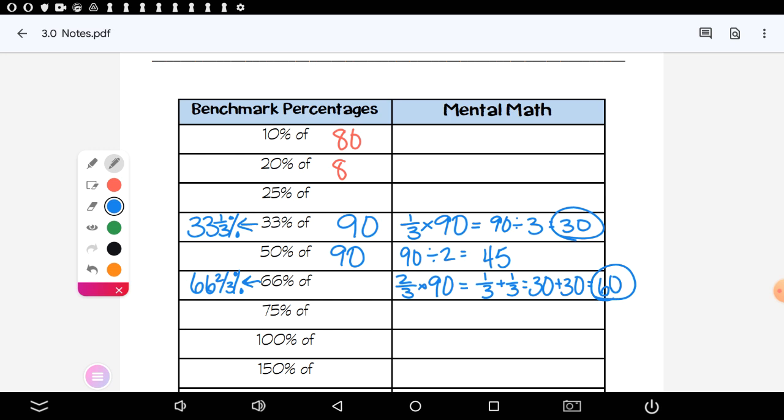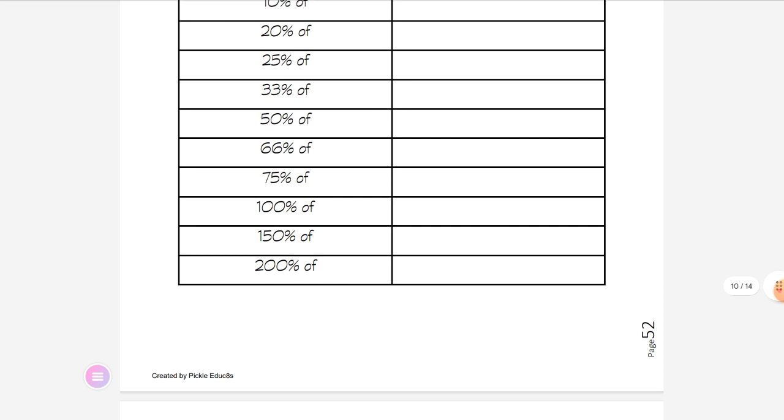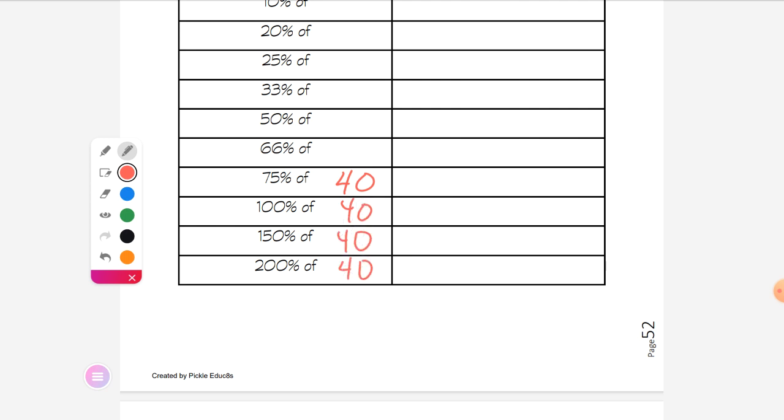Okay, for the last ones, I'm going to have to scroll down. Everybody have those ones? Okay, I'm going to scroll down. Let's do 40 on all these. Let's start with the easiest one. Chase, which one up there is the easiest? 100. What is 100% of 40? 40.